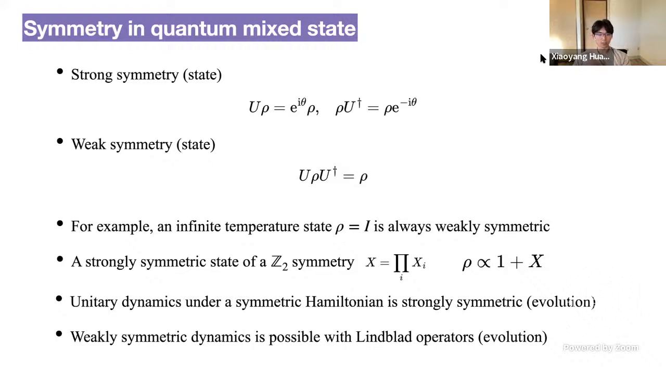An example is if you just have your Hamiltonian dynamics, which gives you the unitary dynamics. That dynamics is strongly symmetric because your Hamiltonian, by assumption, is symmetric under the symmetry group, and will just commute with the unitary operator on each side. There are possibilities to have weakly symmetric dynamics if you have more general open quantum systems, like including a Lindblad operator such that it only commutes with the unitary operator on both sides together.